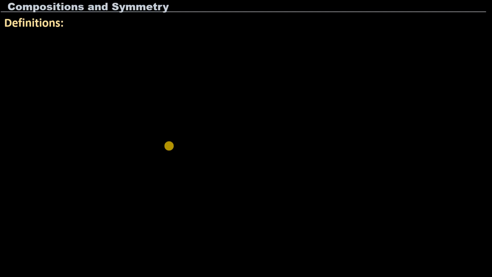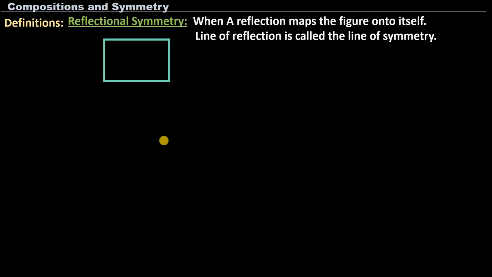For this video, we're going to be focusing on symmetry when it comes to these geometric shapes. The first type of symmetry that we're going to talk about is reflectional symmetry. Reflectional symmetry is when a reflection maps a figure onto itself. The line of reflection is called the line of symmetry.